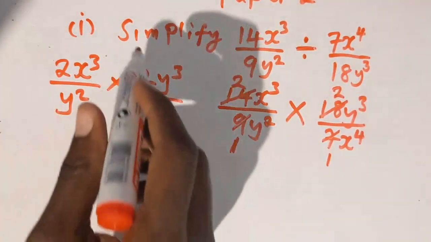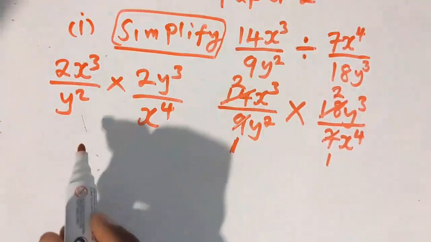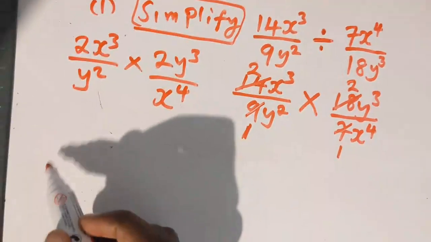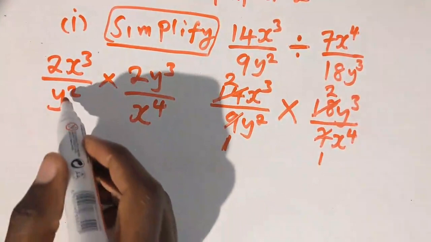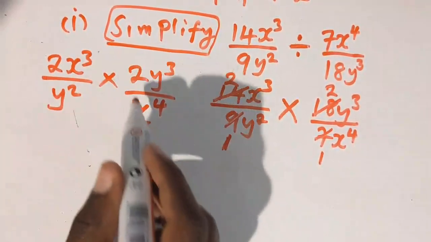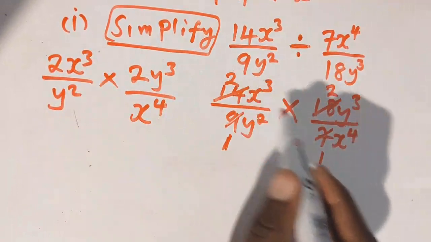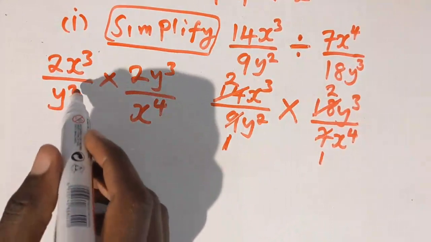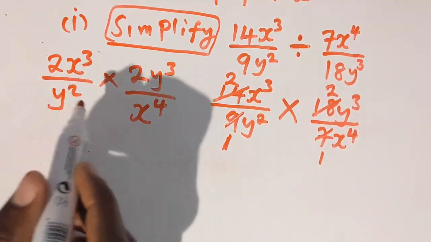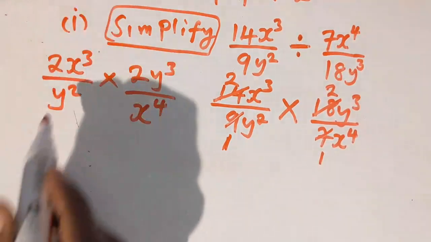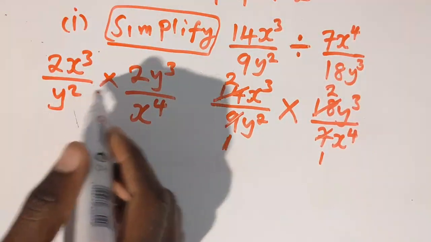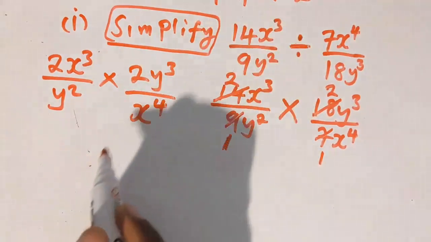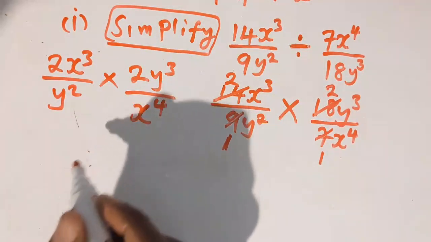Even in here, they are saying simplify. So this is what you are supposed to do in order to simplify things. After simplifying the numbers, then you simplify the letters, meaning that you divide the letters. So this y squared can go into y to the power 3 how many times? 1. Remainder y.